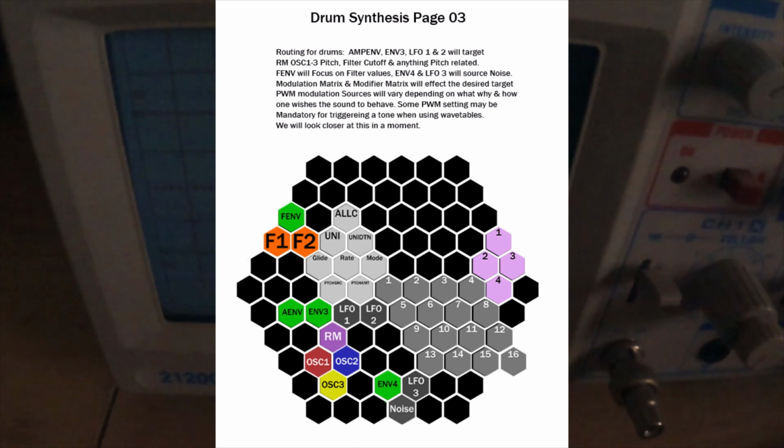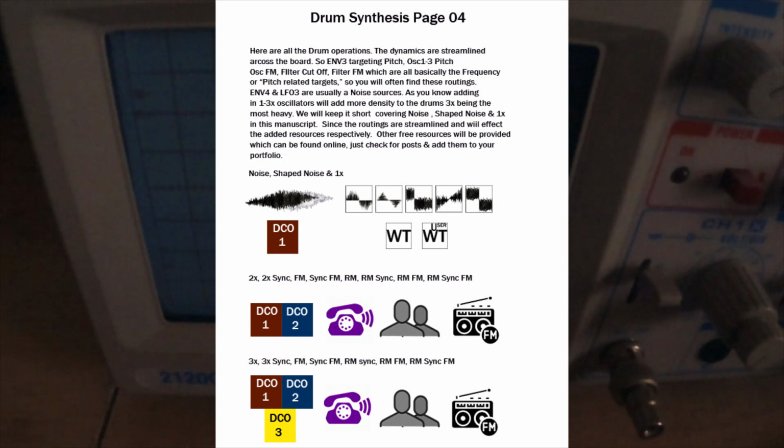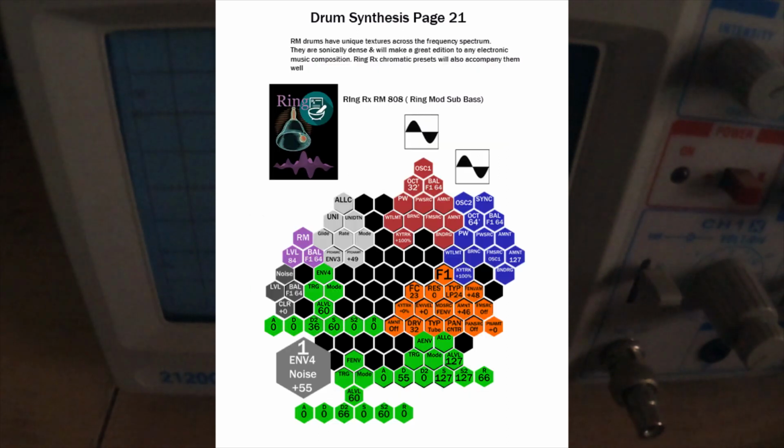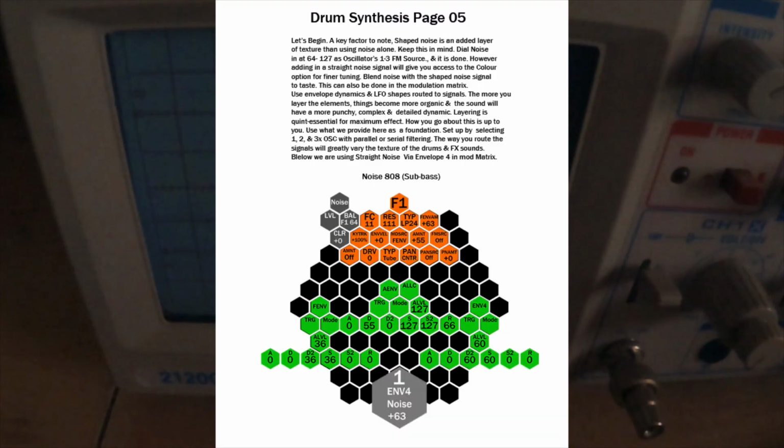Now there are 2x drums, 2x sync, 2x FM, 2x sync FM, 2x RM, RM sync, RM FM, RM sync FM, and they also come in 3x as well. And they're also done in noise, shape noise, and 1x. And we mainly cover noise in this book because I wanted to keep it short and sweet. Okay. Page 5 is how it's laid out. Everything is self-explanatory. If you put all the arithmetic in, it will sound exactly like that.